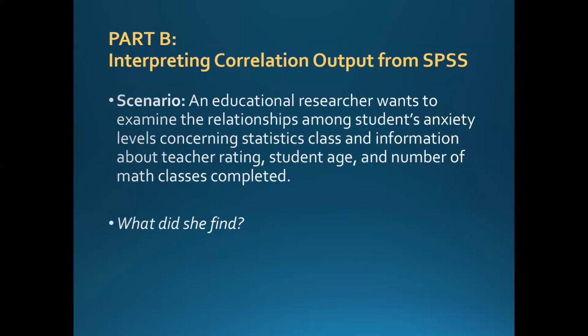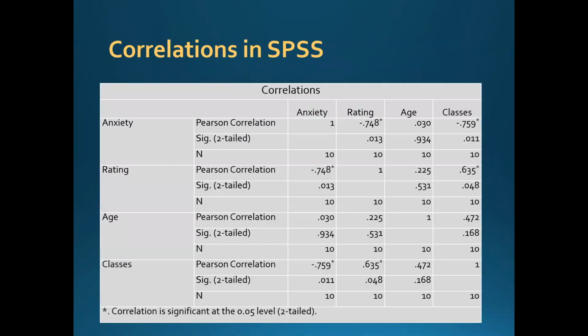So right here is the actual scenario from the homework assignment. Going through, we see that some researcher is examining the relationship between a couple of variables. The variables look like student anxiety levels about a stats class, and the other variables are a teacher rating, student age, and the number of math classes completed. So let's actually look at a correlational matrix that SPSS outputs for this data.